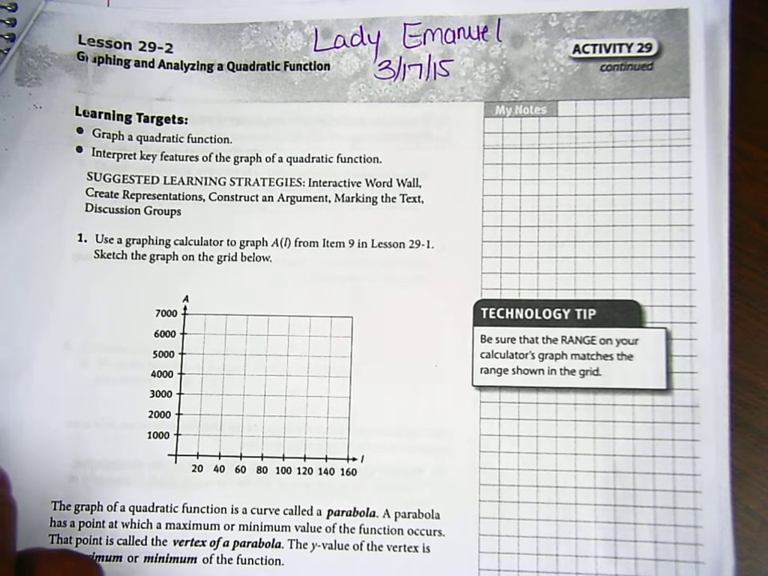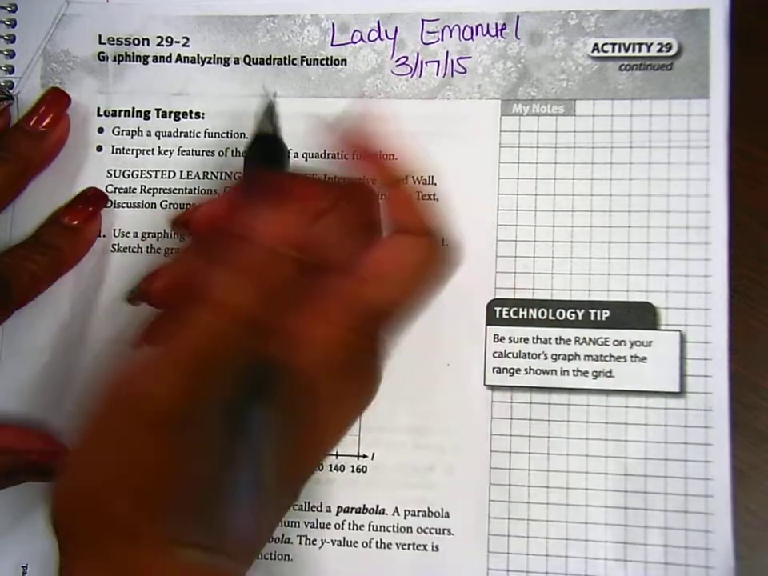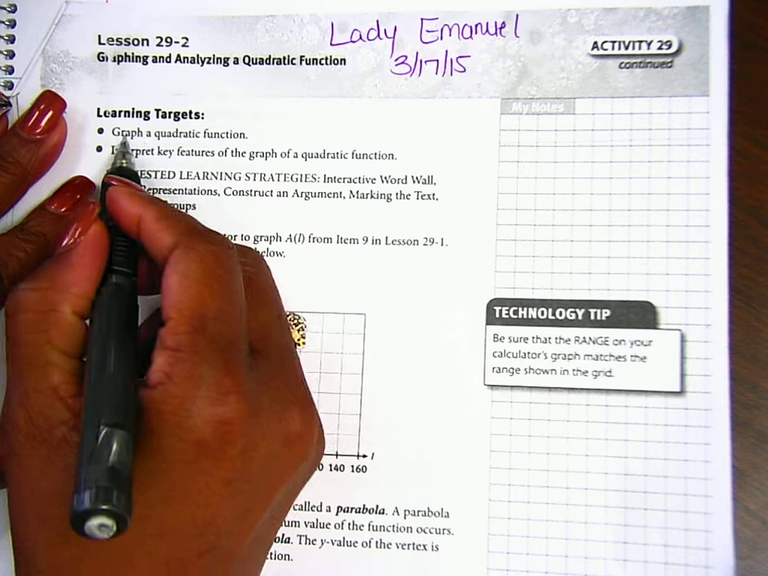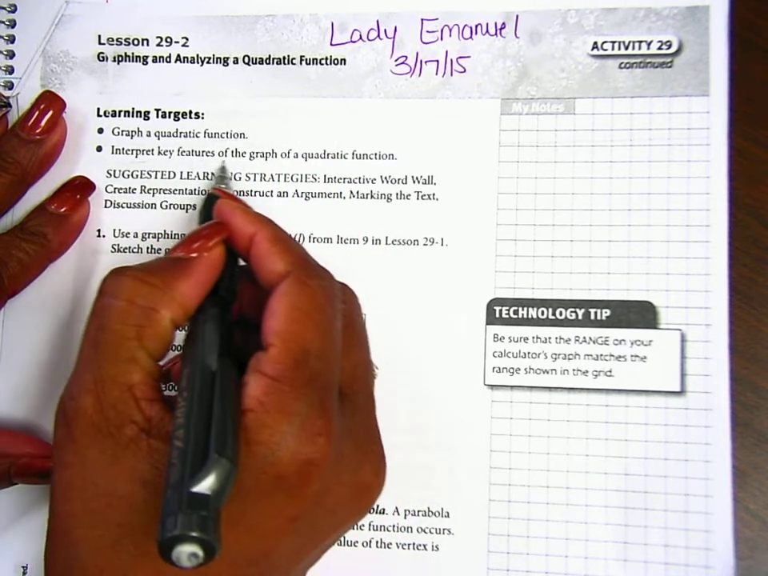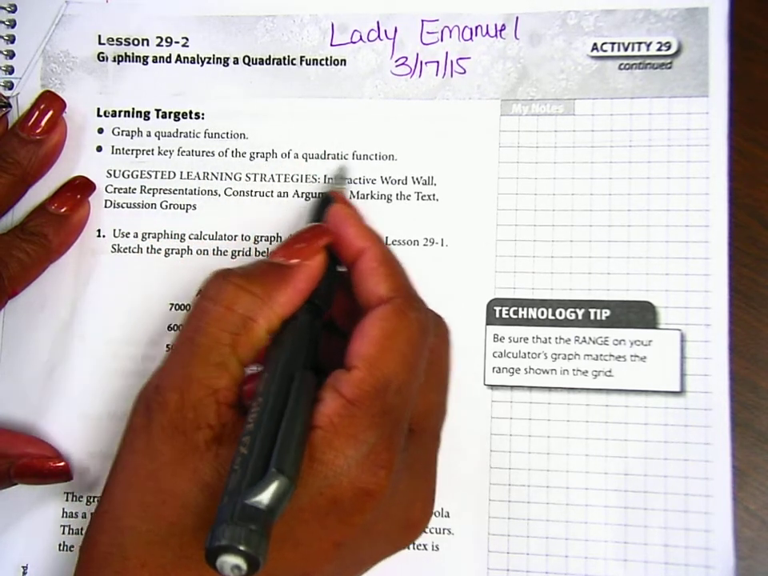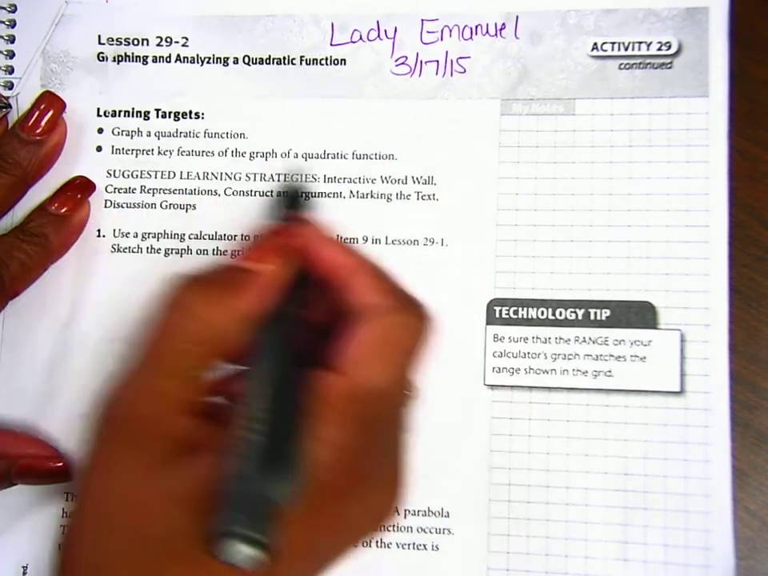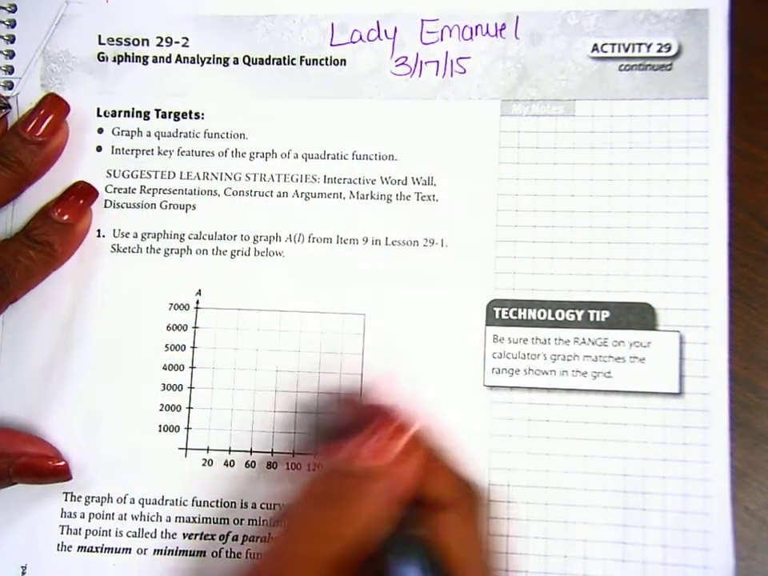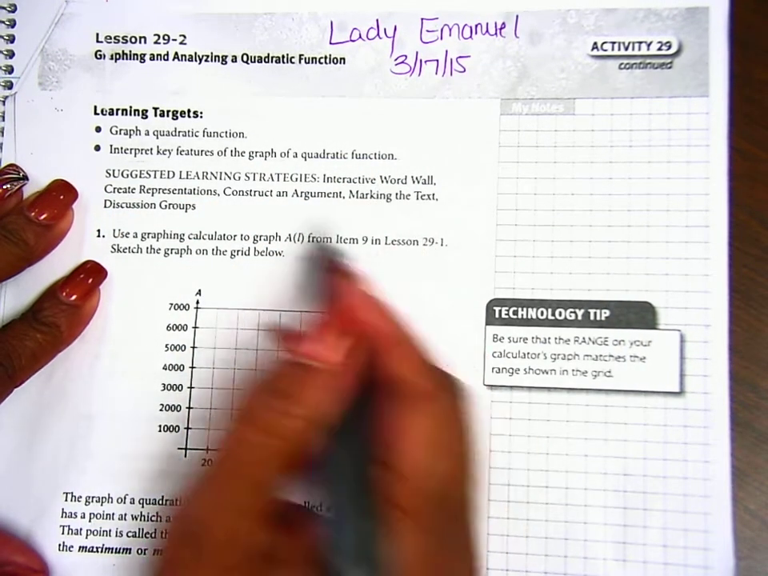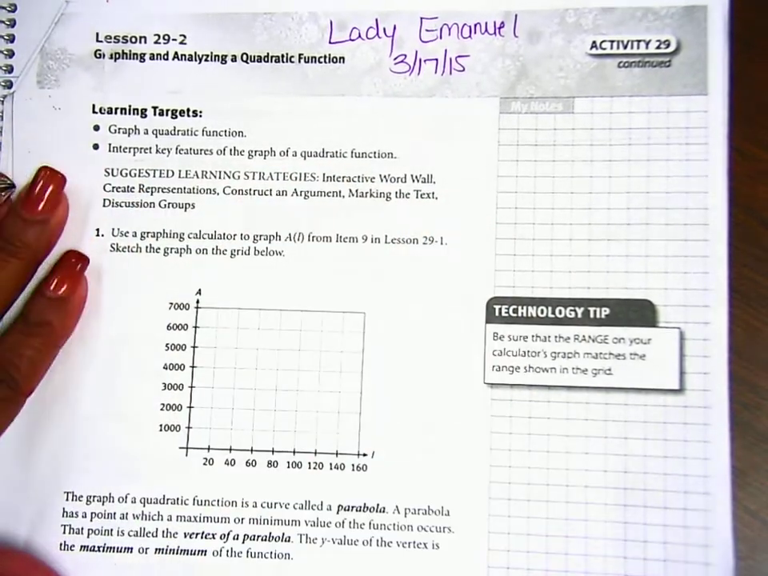Let's go ahead and read this information, do a little annotation. So, the learning targets are graph a quadratic function, interpret key features of the graph of a quadratic function. Okay, it's just basic characteristic in analyzing. We'll just go ahead and do that. So here's strategies. You can read that.